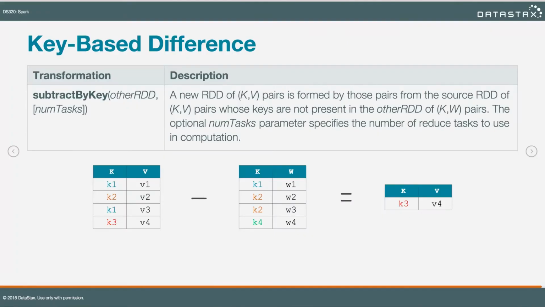Key-based difference, also fairly straightforward. It takes a second RDD and finds all of the occurrences of those keys in the first RDD and strips them out. So you get only keys in the first RDD that didn't happen in the second one. And as you can see in the example here, K1, K2, K1, and K3 occur in the first RDD. The second has K1, K2, and K4. K3 is the only one that escapes the notice of that second RDD, and it's what occurs in the output.